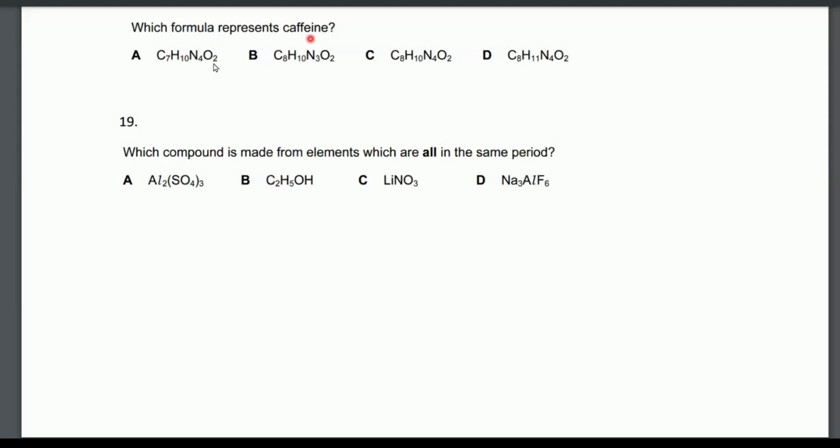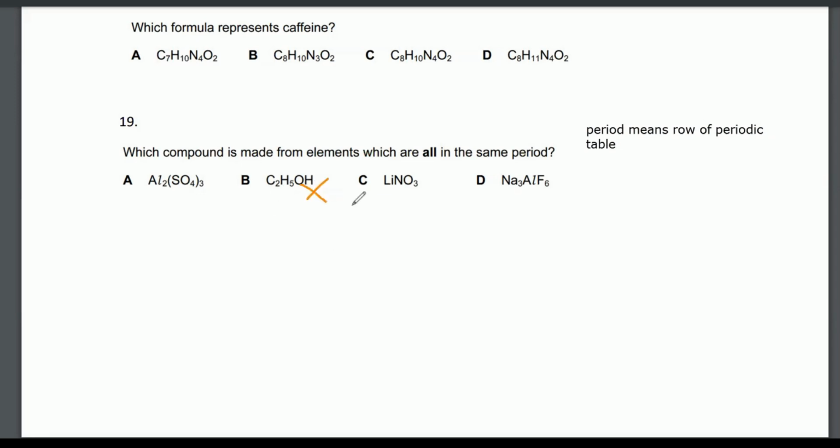Okay, question 19. Which compound is made from elements which are all in the same period? What do we mean by period? A period is a row in the periodic table of elements. So you just need to whip out your periodic table and look if they're in the same period.